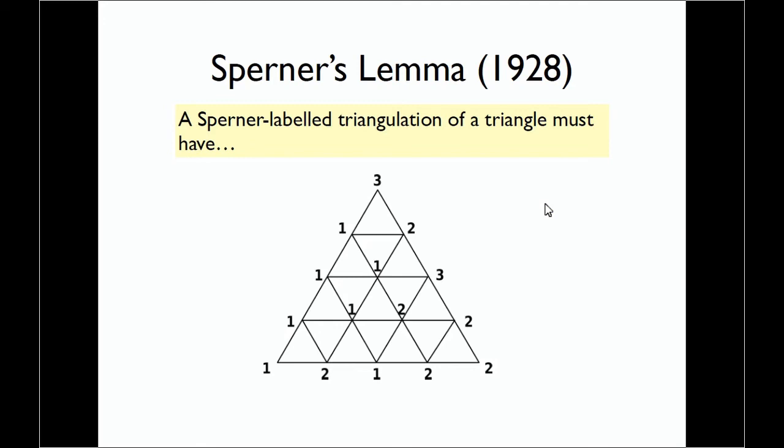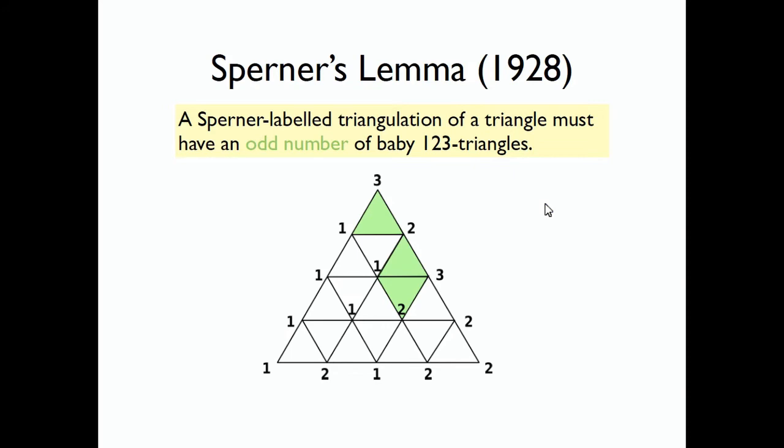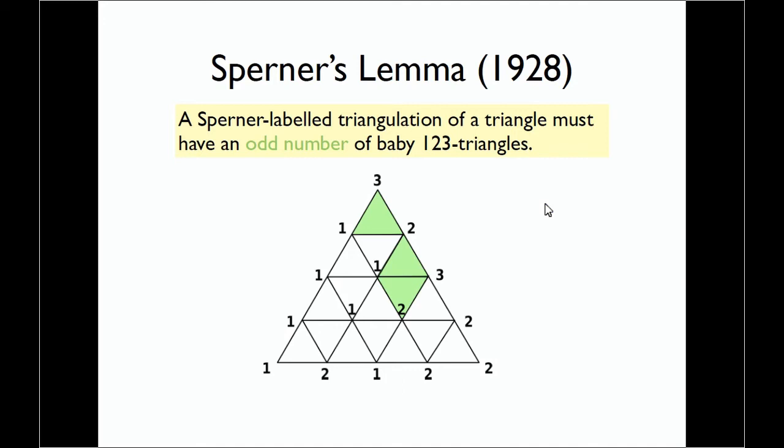Do you see one? Yeah? Where? Here, I'll point to. Here's one. Oh, do you see another? Yeah, there's one. Another one, yeah. In fact, what Sperner's lemma says is not just that there's a baby 1, 2, 3 triangle, it says that there, in fact, have to be an odd number. So, in fact, you found two, there has to be a third one, and there's one up here as well. Okay. Everybody with me? And in particular, an odd number is never zero. Okay, so you know there's always at least one.